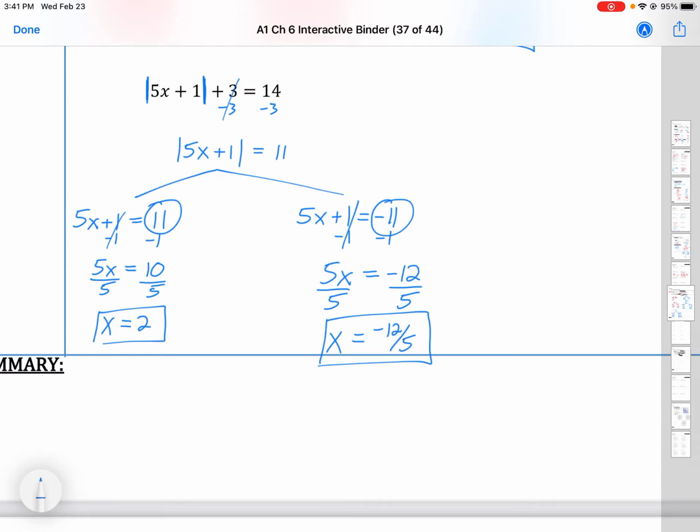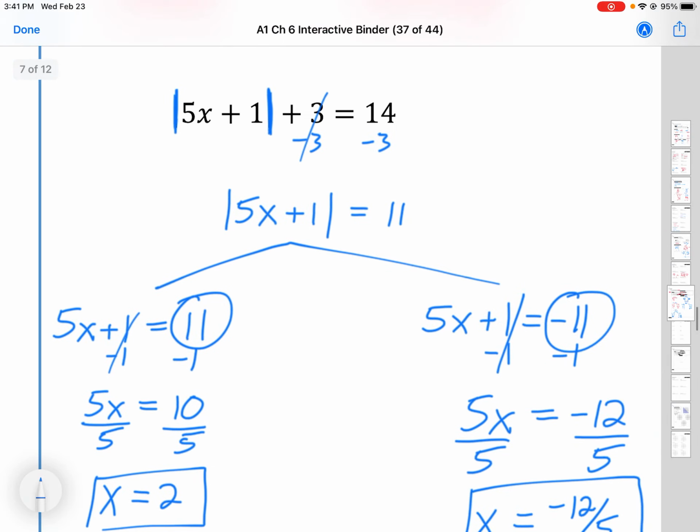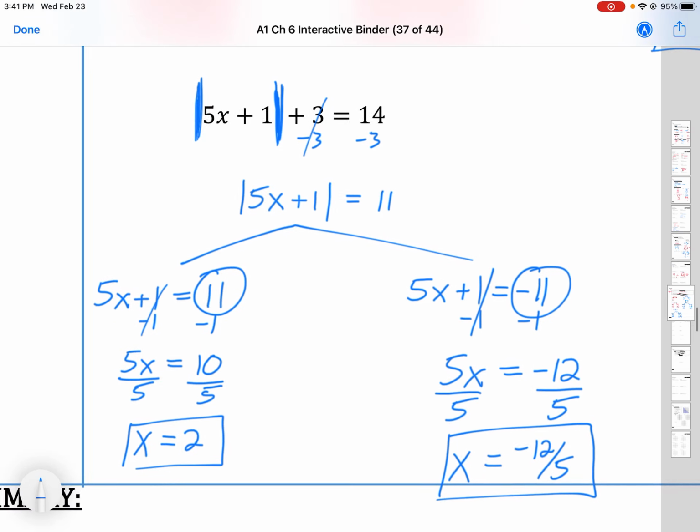All right. Again, be careful on these, like this last one. If your absolute value symbols are not all by themselves, you've got to get rid of that number that's outside of there first before you break it up.